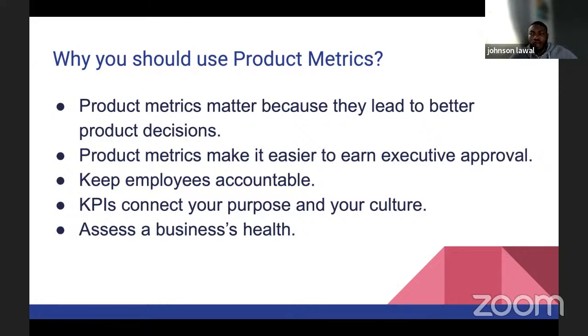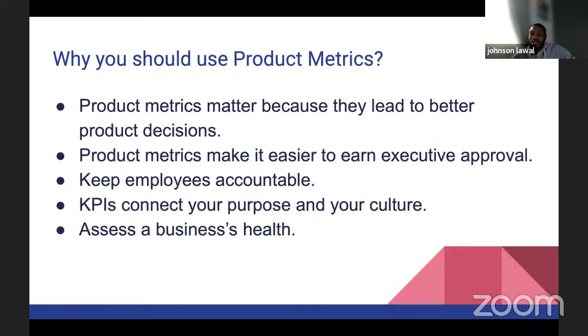Now, in that case, one of the ways you can earn executive approval from your management is to give them this kind of product metrics and say, okay, this is an objective number that tells us that if we had this button, if we had this feature, we are going to have even more increases in sign up. So that's one thing product metric does.